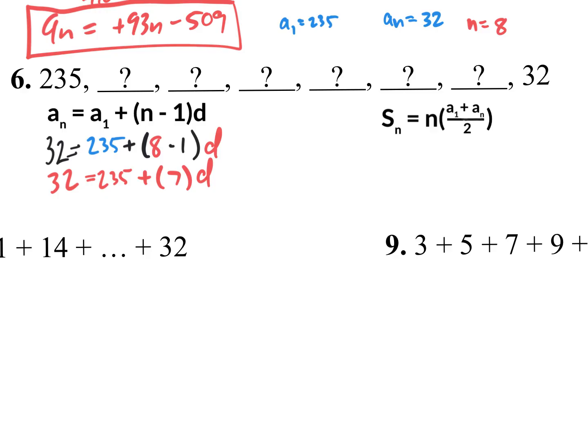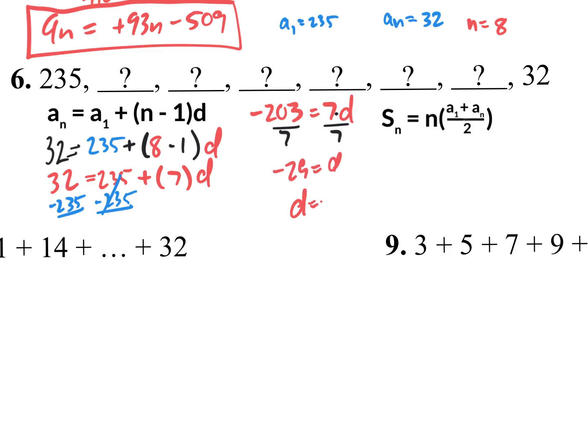Okay, and then from there you solve it by subtracting 235 and subtracting 235. And we're going to have, yep, we get minus 203 and negative 203. So I'm going to rewrite my equation up here. Negative 203 equals 7d. Not 7d, but 7 times d, right? And you want to solve for d. So you divide by 7, and on the calculator, negative 203 divided by 7 equals negative 29. So d equals negative 29.